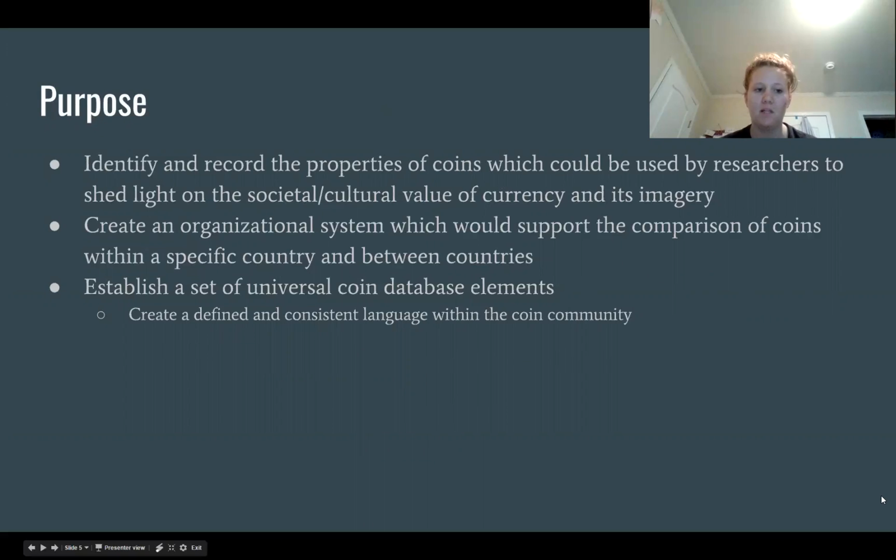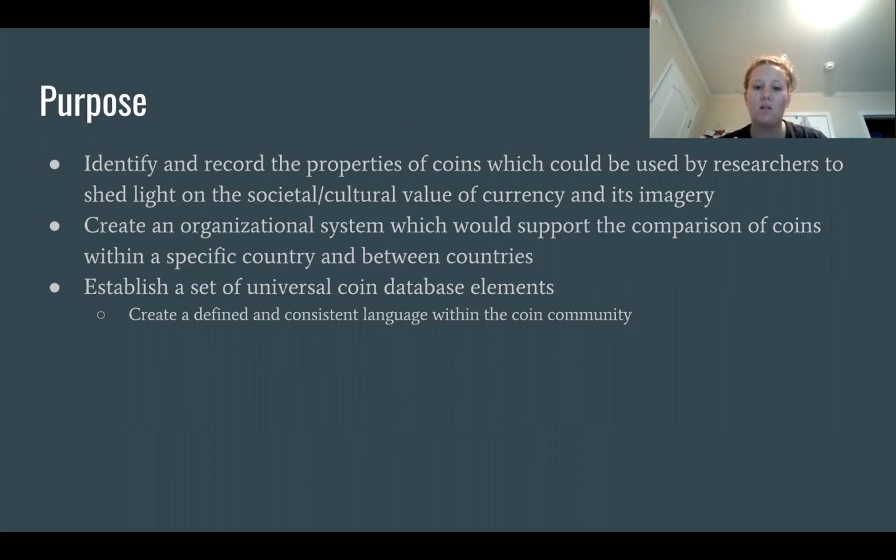So thinking about the purpose of our schema, we wanted to focus on the audience, which we'll talk about next, but we wanted to make sure that we identified and recorded the properties of the coin so that they could be used by multiple different people, including researchers, so that they can look at societal and cultural issues that could be reflected in the coins. We also created an organizational system that would support the comparison of coins. So if you wanted to compare the same coin from years previous, or if you wanted to compare the coin across countries or across the world.